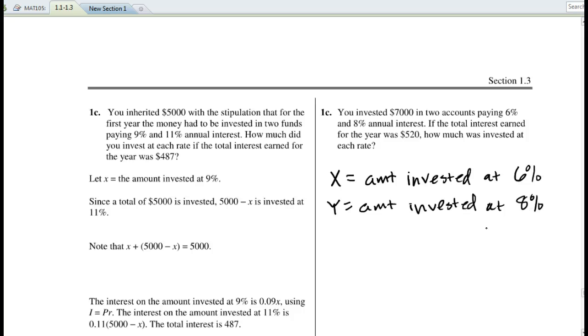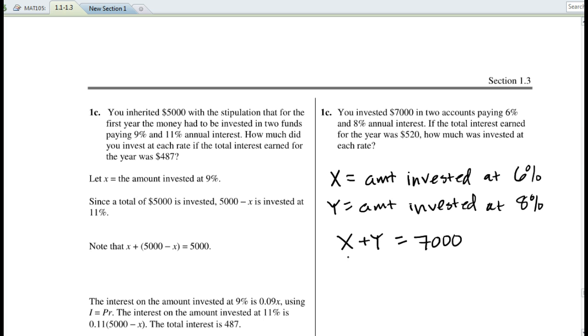And let's try to read the sentences to see if we can get some good equations. So it first says you invest $7,000 total in two accounts paying 6% and 8%. Okay, so that means x plus y has to equal 7,000, because x is the amount invested in one, y is the amount invested in the other, and x plus y is the total investment.